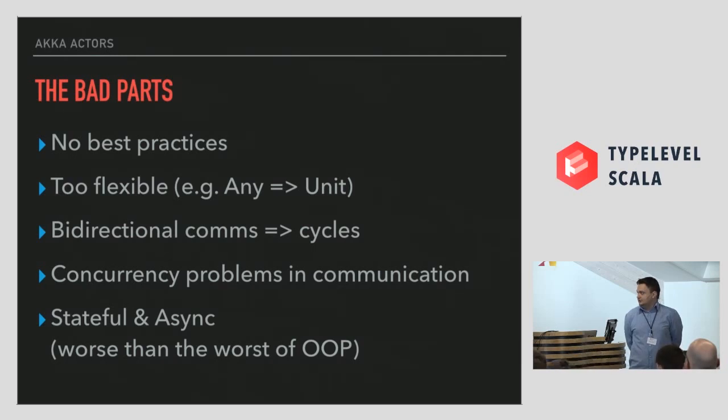And because they are flexible, they can do bidirectional communications. Actors can have dialogues. They can do ping-pongs. And this leads to cycles in your communication graph. And cycles in your communication graph represent the depth of your system, because things get so complex if you end up with cycles.